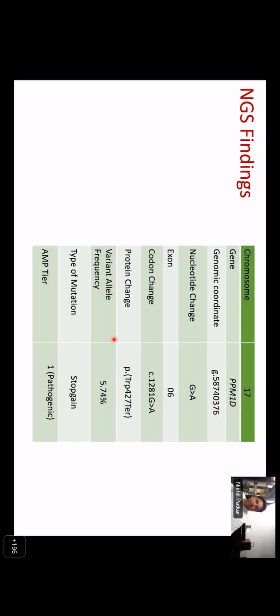All right. So NGS findings. Would you like to read out the NGS findings? Yes, sir. On NGS we have seen a truncating mutation of the TP53 gene with a VAF of 5.74%, and it is pathogenic. All right. So you're seeing a mutation here. Do you think this is a point mutation or this is an indel?